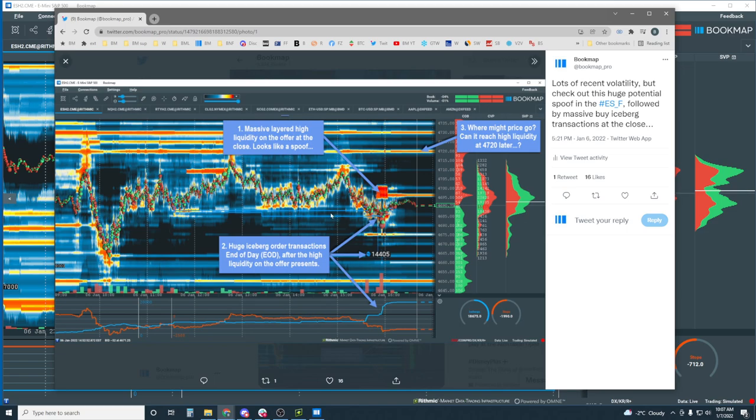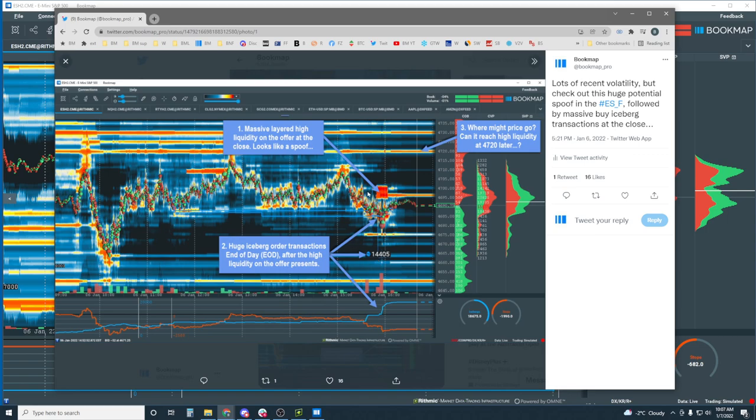Price sold off. You can even see how long these iceberg orders had been laying in the book here. They started to transact down here and remained in the book since around 11:30 or so, and they finally got filled at the end of the day. Someone really wanted to get filled here, and they had to spoof the market to get their fill. At the end of the day we had somewhere around 14,000 iceberg transactions.